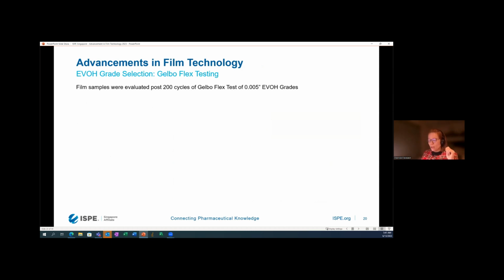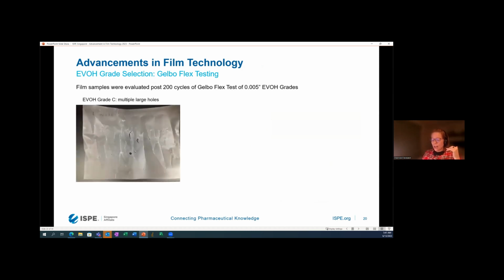Extruded 5 mil EVOH films were evaluated post 200 Gelbo cycles. We looked first at grade C, that middle of the road standard EVOH grade that was depicted in the graph a couple slides earlier. It resulted in multiple large holes after flexing. And you can see all of the flex marks here and the stress, but some of them resulted in holes.